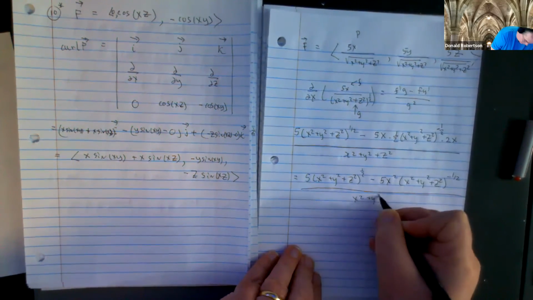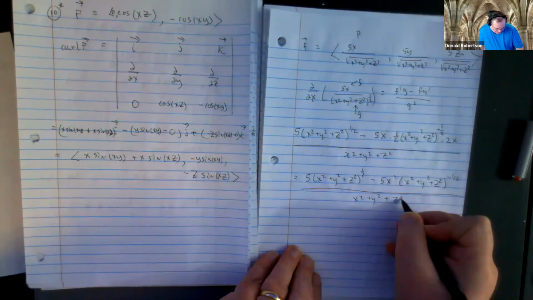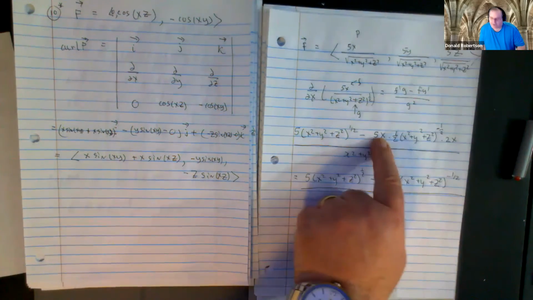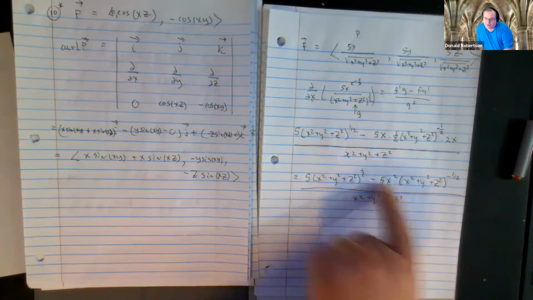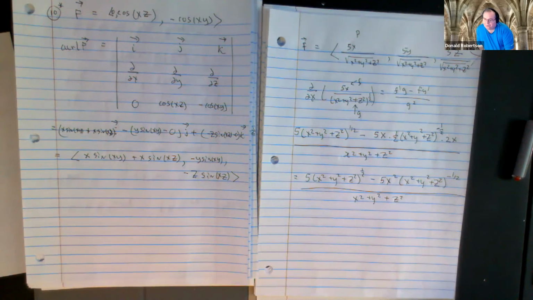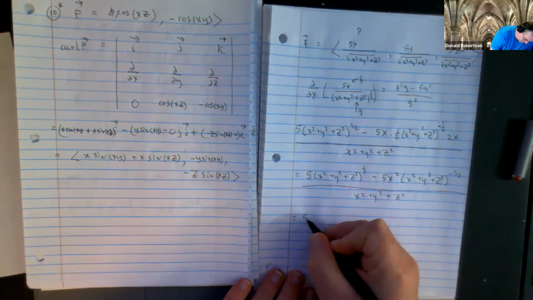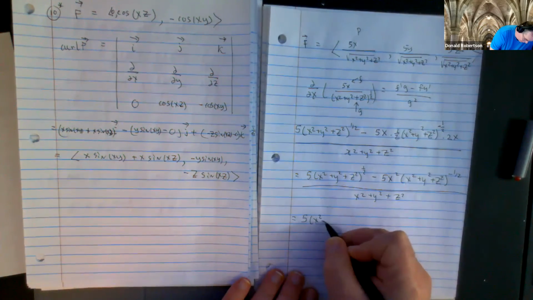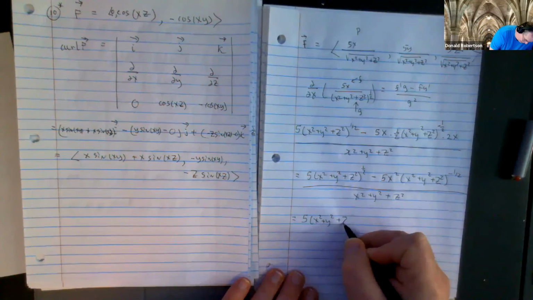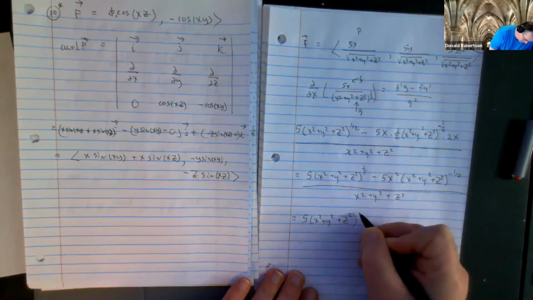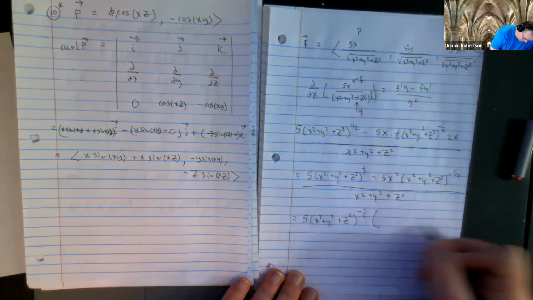Are you happy with the 2.5 cancelling and the x getting me x squared and the 5 getting me the 5x squared? Are we good so far? Style points, not nice. I am about to pull out 5 times (x squared plus y squared plus z squared) to the -1/2 power as my common factor.